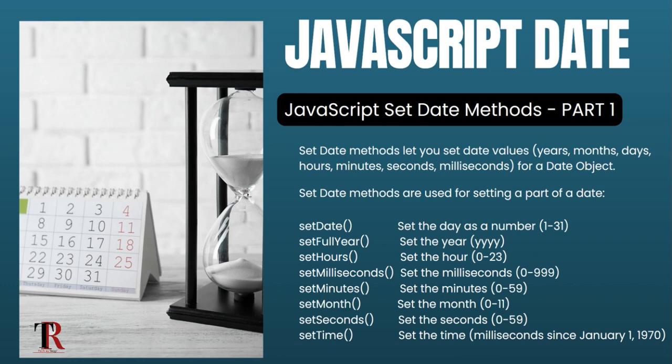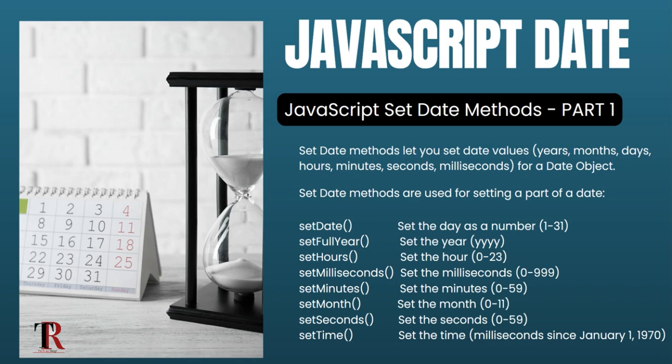Each of these methods we shall be looking into, one after the other, to see exactly how they help enhance the output of setting a part of a date. Since it allows you to set date values, each of these methods corresponds to the part of the values that you may be willing to set in your code. If you are trying to set a date, you can use the setDate method. If you are trying to set the full year, you can use the setFullYear method.